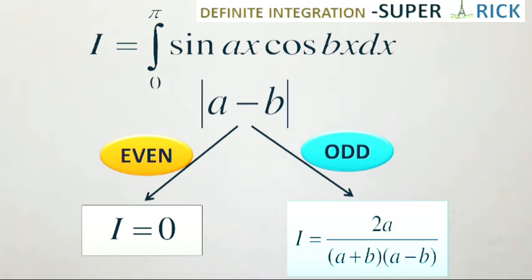Now if the mod value of a minus b is an odd number, then we can directly say the value of the integration I is equal to 2a divided by (a plus b) into (a minus b). So let's solve some questions.